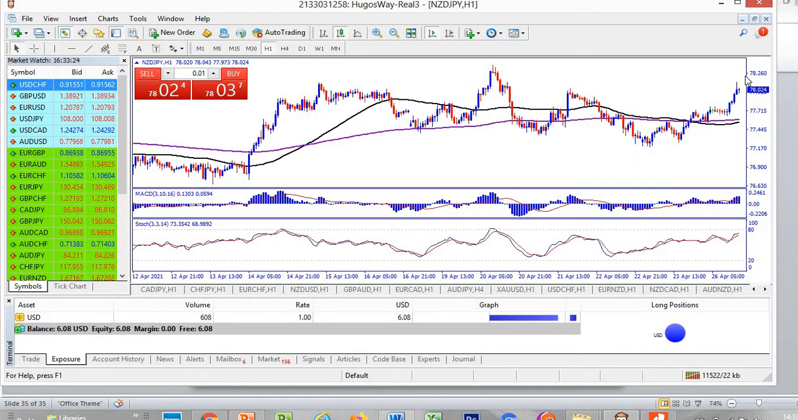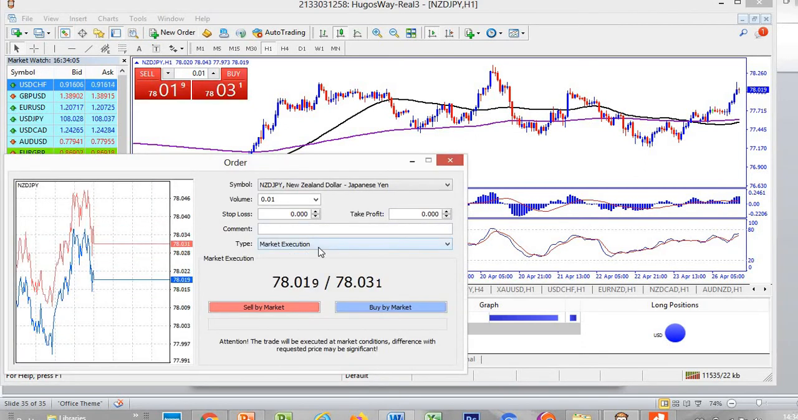For you to place a buy stop, price must be below where you want to place that buy stop. That means the price is coming from the bottom part, and it's coming to meet the order that you are placing. Now the current price is 78.031, so I can just come here and click on new order.